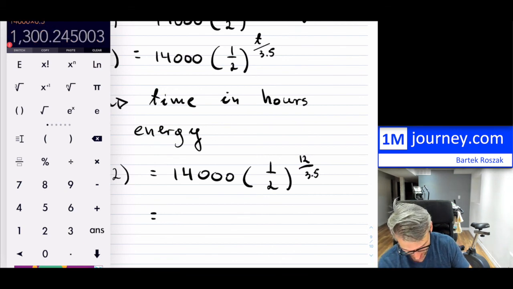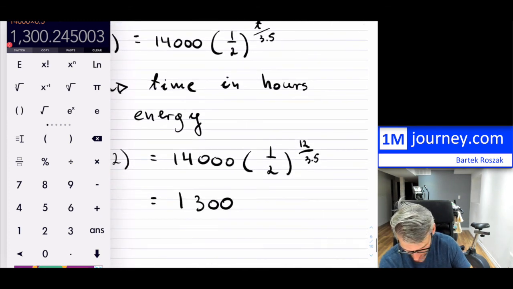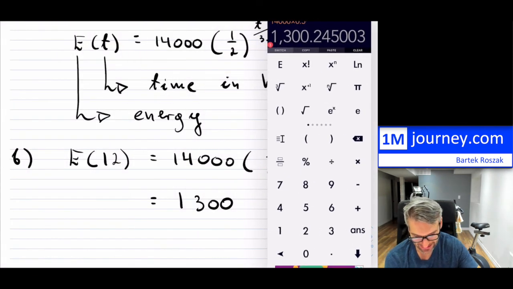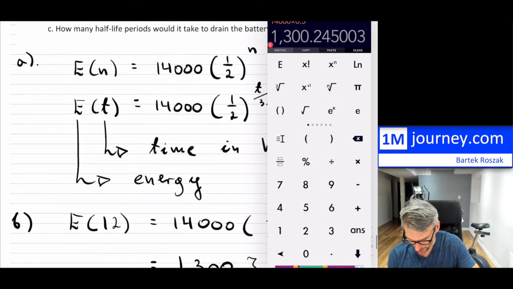All right, so how much would that be? So we have only 1300. It didn't tell us to round. Oh no, it did. Round to the whole number. Okay, so that's to the whole number. So from 14,000 we went down after 12 hours to only having, and this would be joules, 1,300 as our answer. So that's how much energy we would have left over. So we lost quite a lot already. Okay, so that's part B.